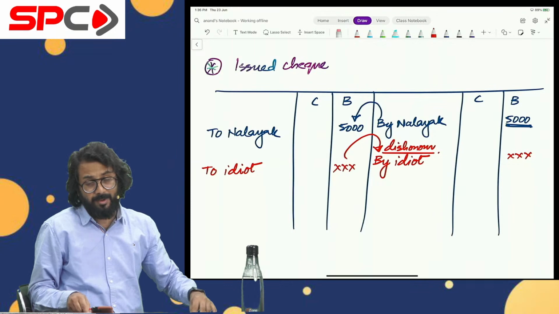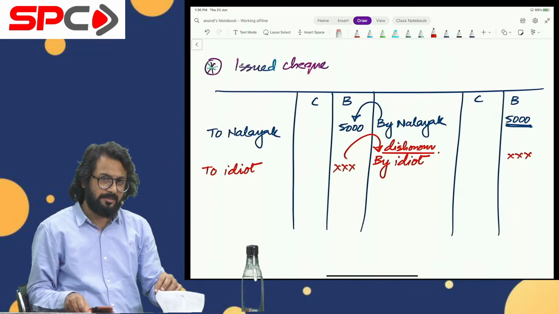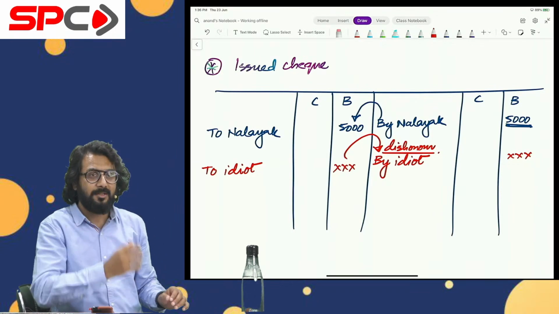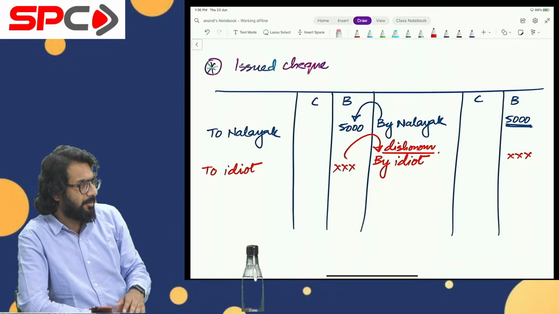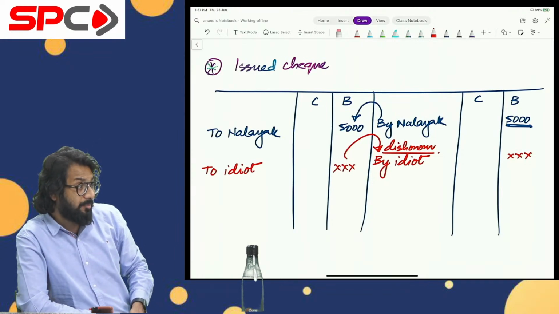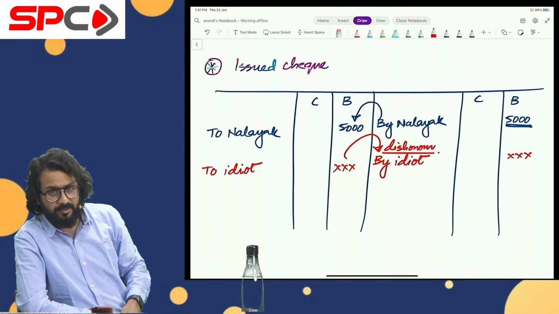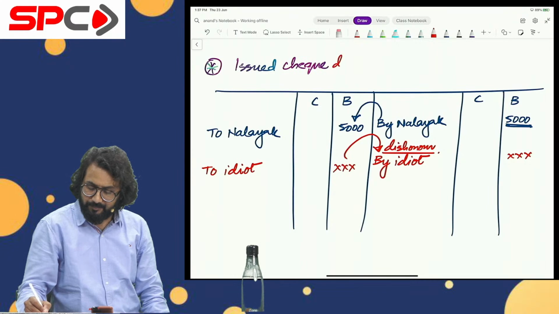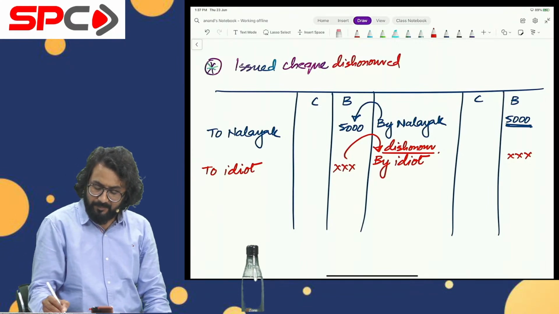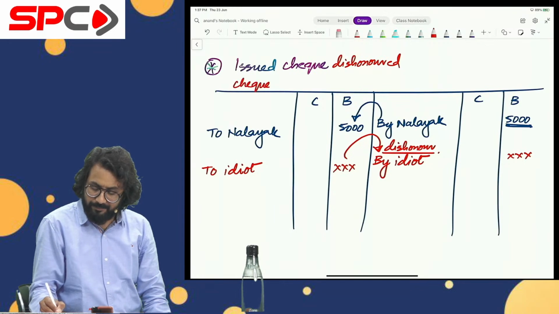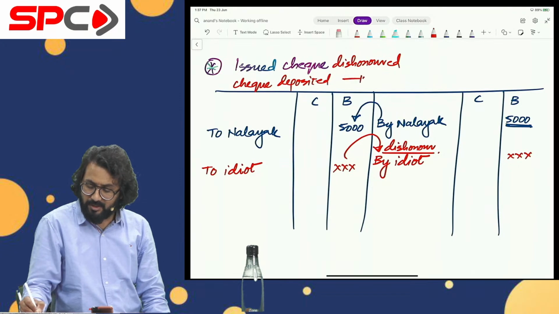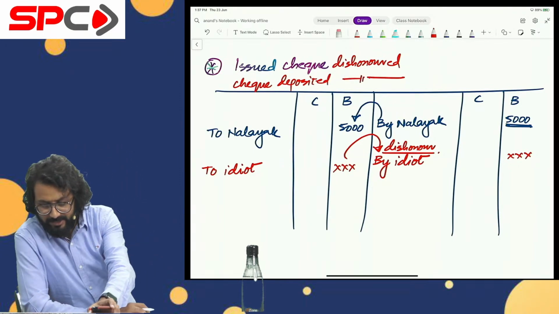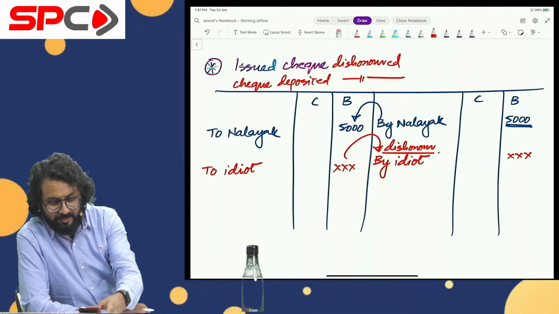Now the bank can have two balances: a debit balance and a credit balance. Debit balance is a favorable balance. Credit balance is an OD balance. I will also talk about that. Cash can only have a debit balance. It cannot have a credit balance. Write it down. This is the issued check dishonored. And the second wording is check deposited and it got dishonored. Check issued got dishonored and check deposited got dishonored.